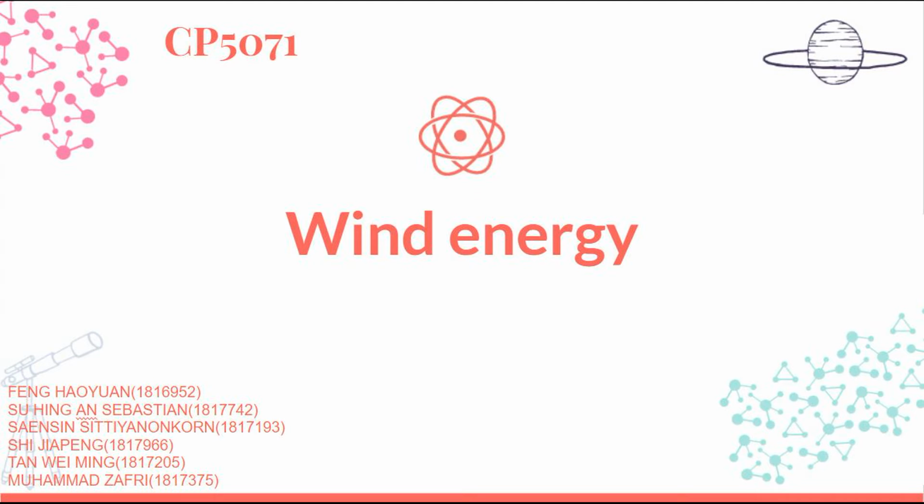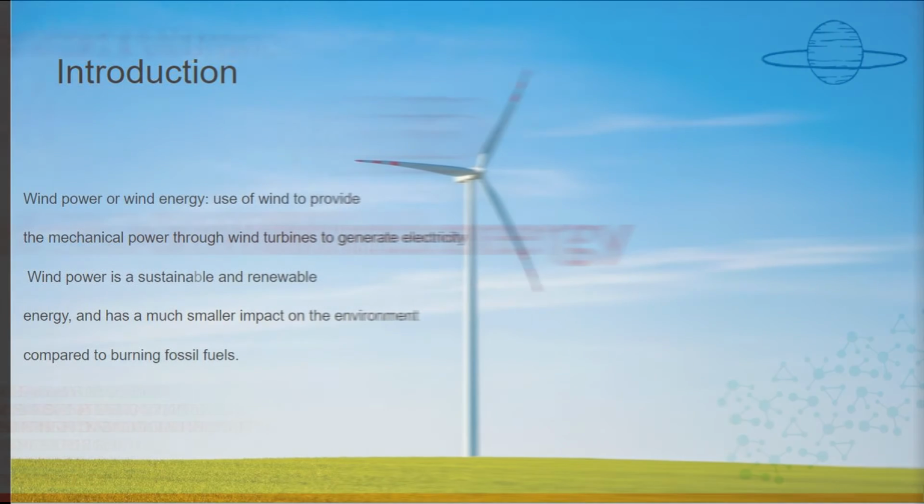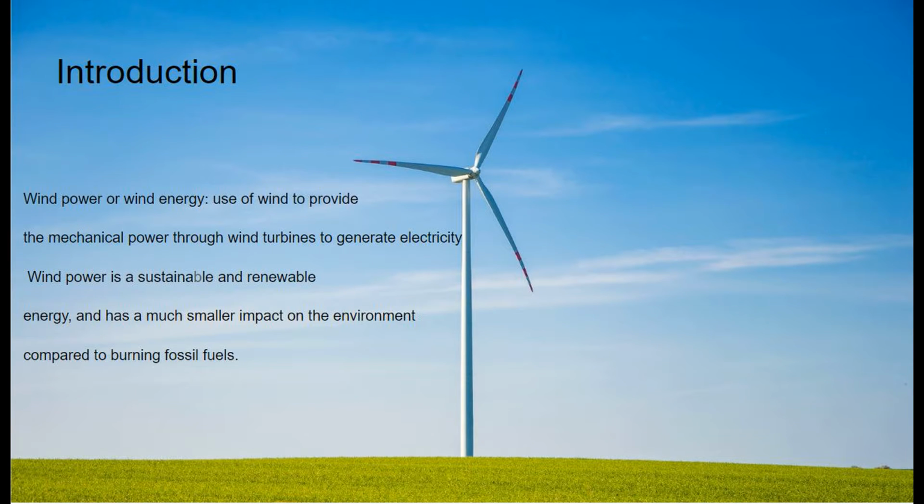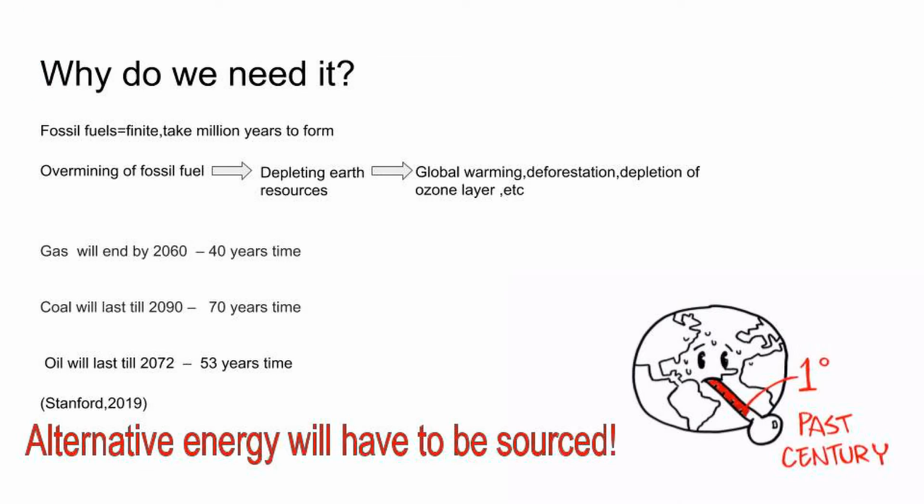Today we will be going through wind energy. So what is wind energy? Wind energy is the use of wind to provide the mechanical power through wind turbines to turn electric generators and traditionally to do other work, like milling or pumping. Wind power is a sustainable and renewable energy, and has a much smaller impact on the environment compared to burning fossil fuels. But why do we need it?